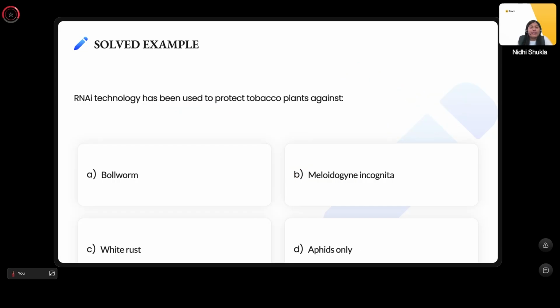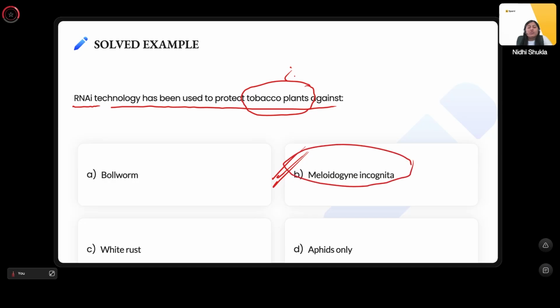Now, let us look at the next question. RNA interference technology has been used to protect tobacco plants against. Yes, you have to remember the name. It is Meloidogyne incognitia. It has been used to protect tobacco plants against Meloidogyne incognitia, which was causing root knot disease in tobacco plants.